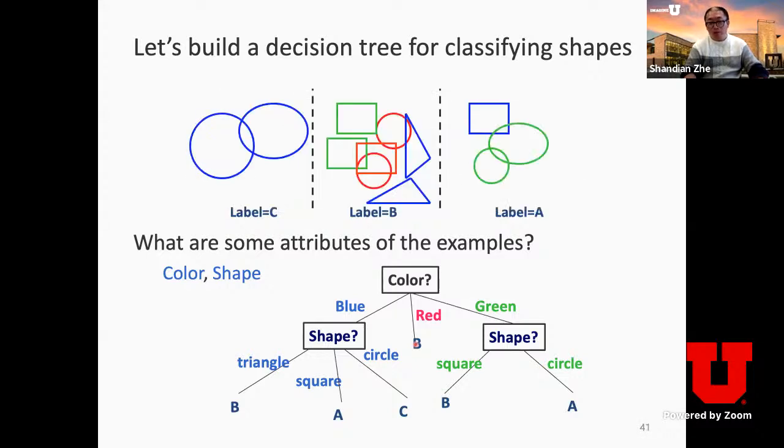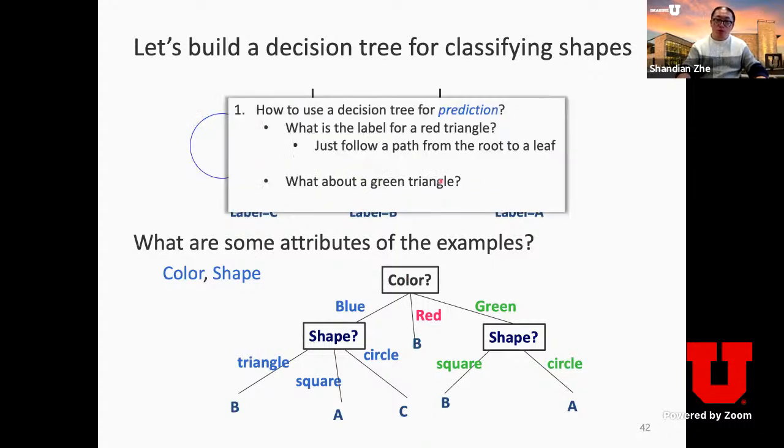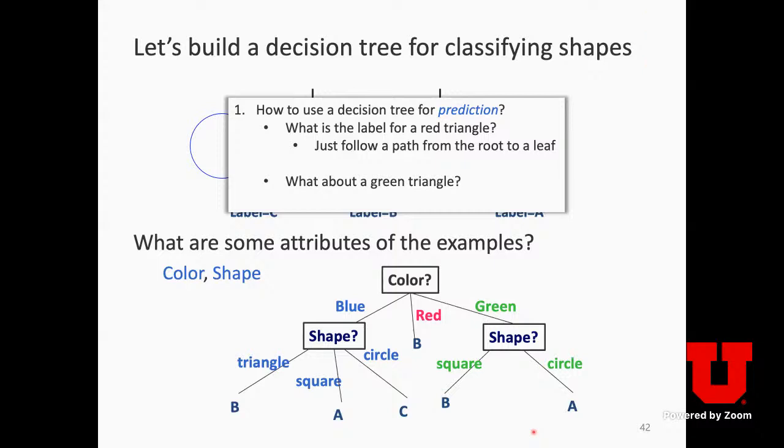But here's one problem. Suppose now we are given a new test example, which is a green triangle. How can you get a label based on this tree? We just have to randomly choose between B and A because there's no real way to decide with this tree.